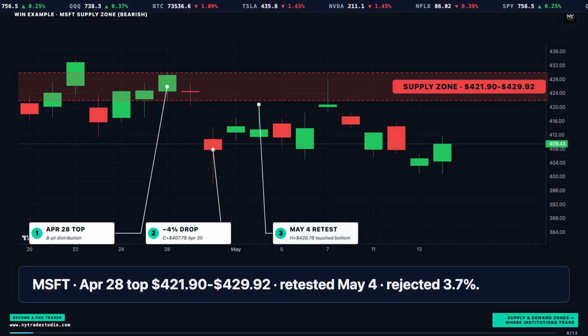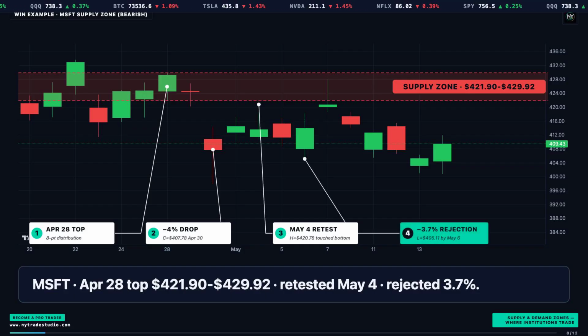On May 4th, the retest happened. MSFT rallied to a high of 420.78, touching the bottom of the April 28th zone, before closing at 413.62, right back below the supply low. The same sellers reloaded. By May 11th, MSFT hit a low of 405.11. That's minus 3.7% from the retest.